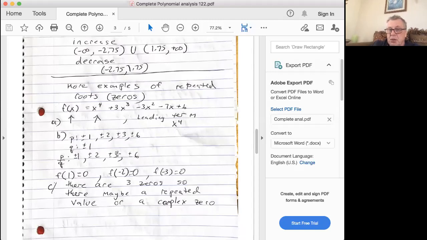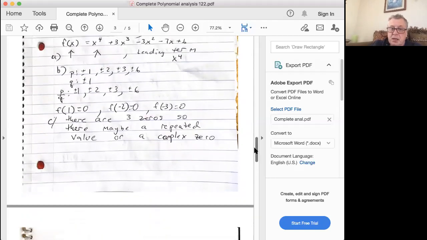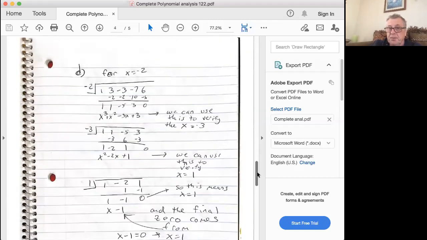So we get 1, 2, 3, and 6, plus and minus for all of those. 1 gives us a 0, minus 2 gives us a 0, and minus 3 gives us a 0. So there are 3 zeros. So that means we could have a repeated root, we could have something that's irrational, or we could have a complex 0. Remember, this p over q process just gives us rational roots, an integer divided by an integer. So let's see if we can figure this out.